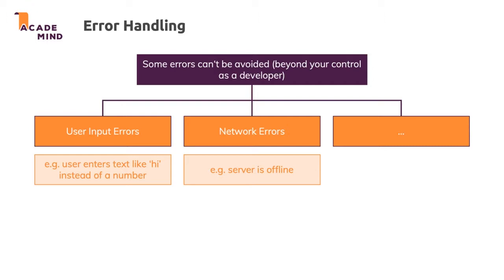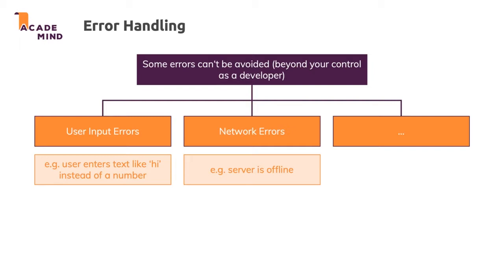You can do your best to kind of restrict the options the user has, but ultimately users might always find a way of breaking your code, so to say. And the same for network errors. You can't rule out that a server might be offline when you're trying to talk to it.